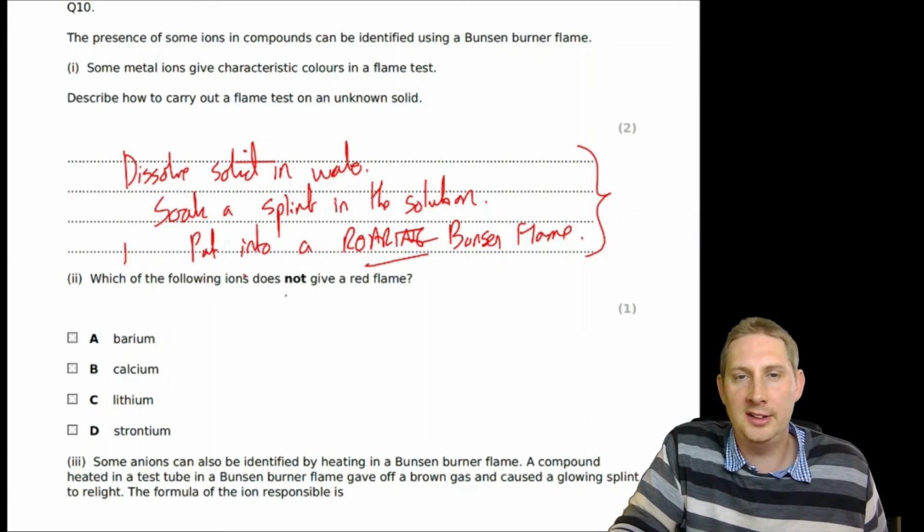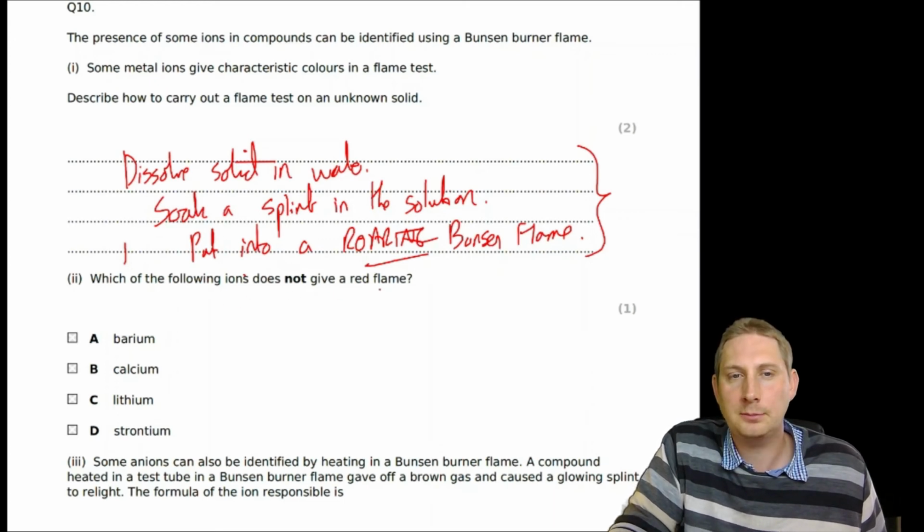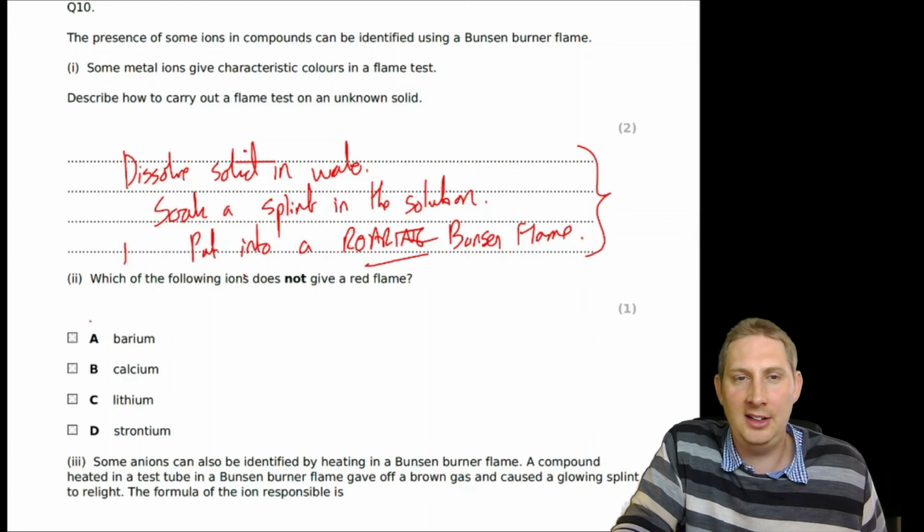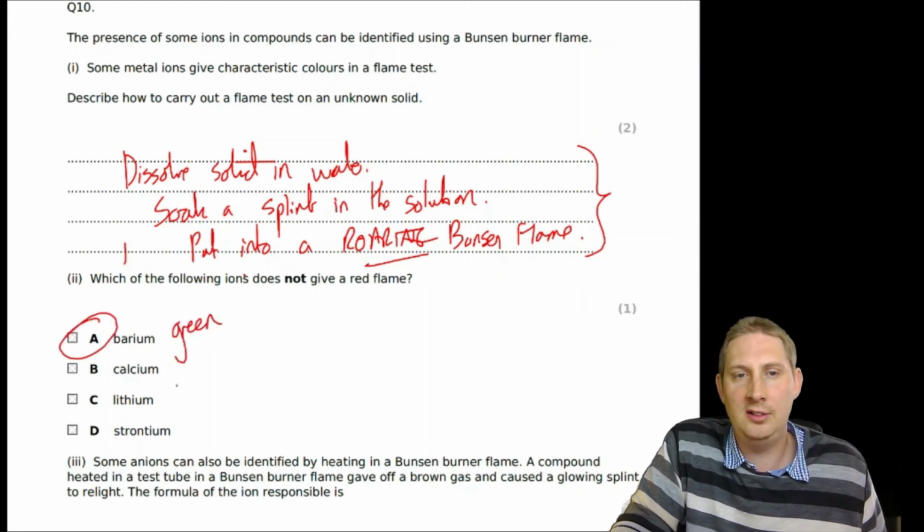Which of the following ions does not give a red flame? If you were paying attention, you would realise it was barium, which actually gives a green flame. Calcium is orange-red. Lithium and strontium are deep red.